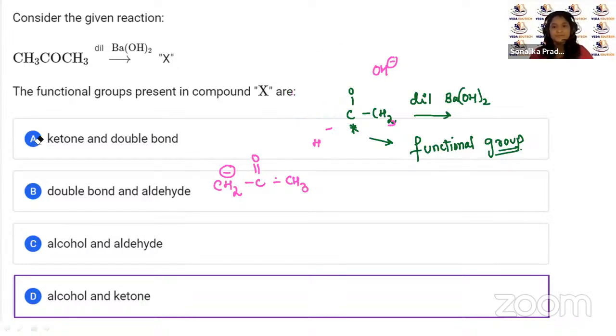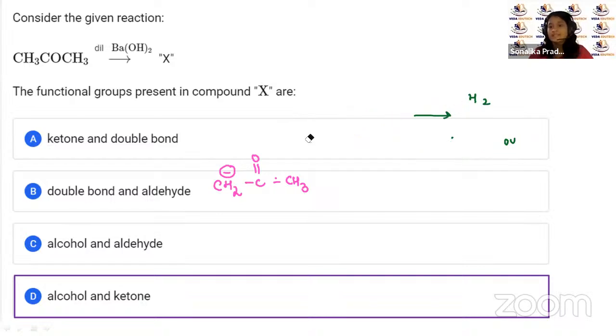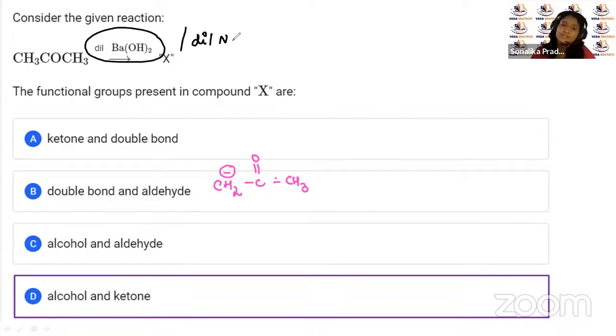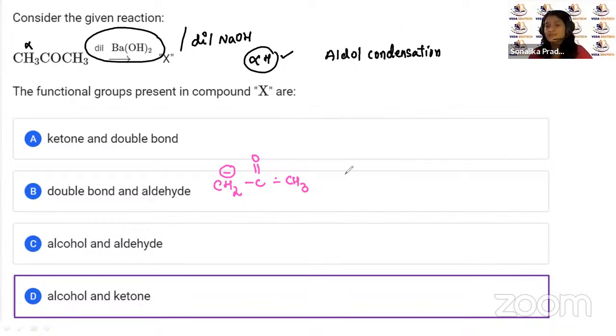Now there is going to be a condensation which we know as aldol condensation. So this reaction, we know that this is dilute Ba(OH)2, or it would have been given dilute NaOH. Yes, and we see that we are having an aldehyde or ketone with an alpha hydrogen. So that's why it is undergoing aldol condensation. So let's see what's going to be the product.